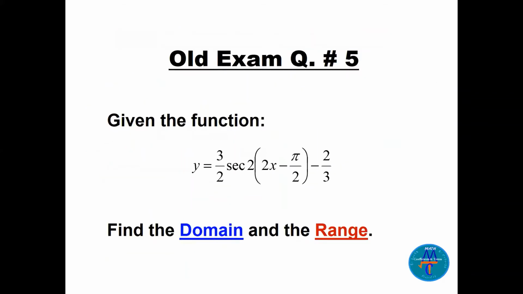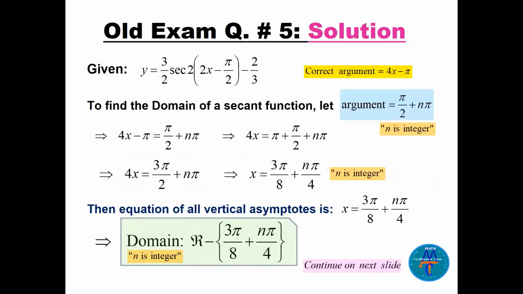Given the function 3 over 2 secant of 2 times (2x minus pi over 2), outside minus 2 over 3, we need to find the domain and the range of this secant function. As usual, we have to find the correct argument. Why do I say correct argument? Usually we just call it an argument. The correct argument means if you have any mistake in the argument, all the answers will be wrong. So make sure you get the correct argument. 2 times 2x is 4x, minus pi. That's the correct argument.